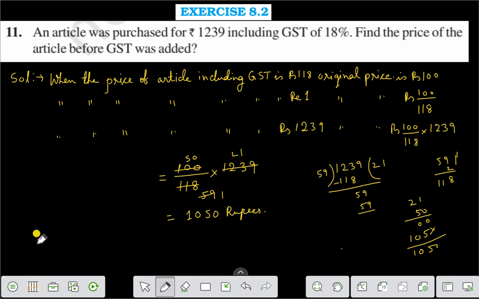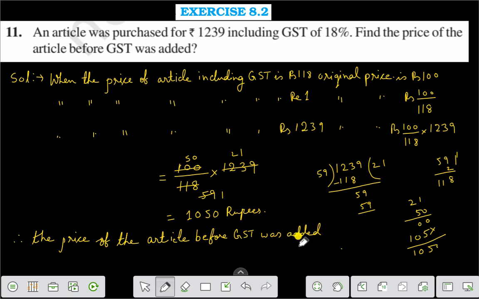What is the question? Find the price of the article before GST was added. Therefore, the price of the article before GST was added is rupees 1050, and that is the answer.